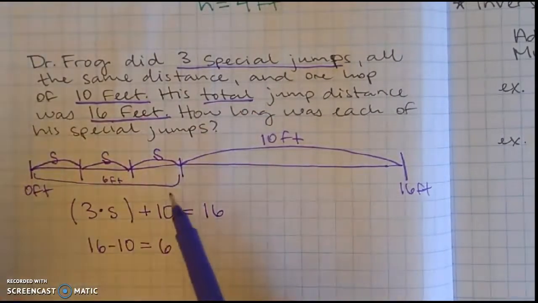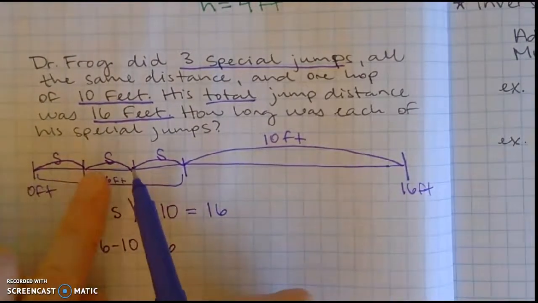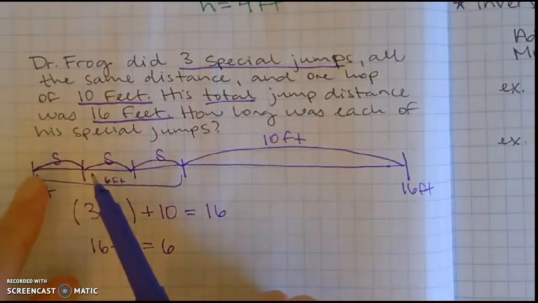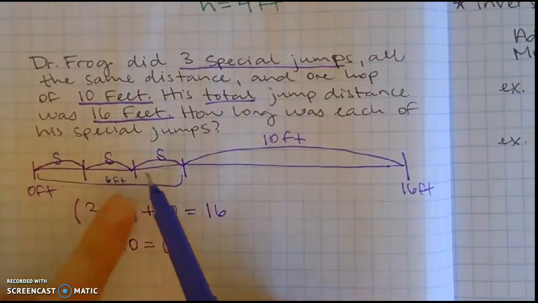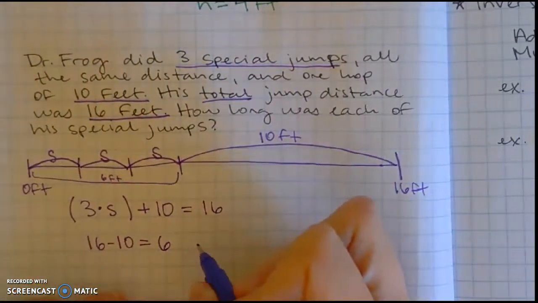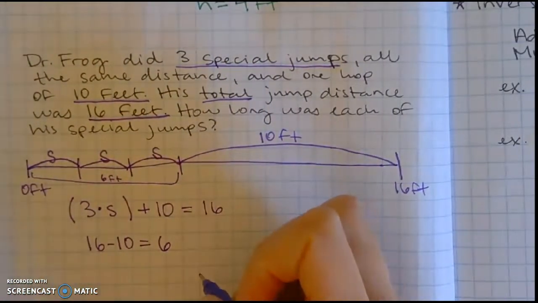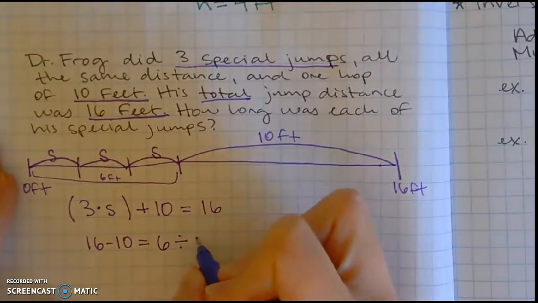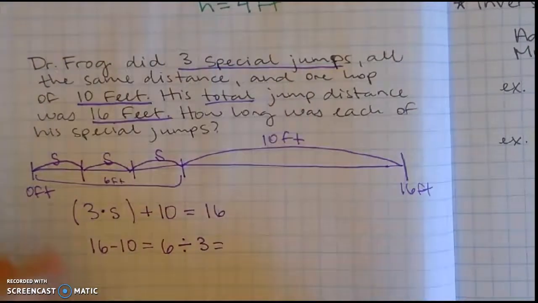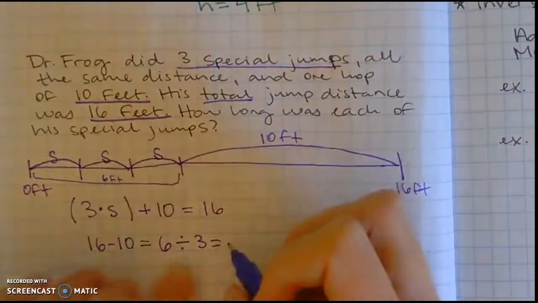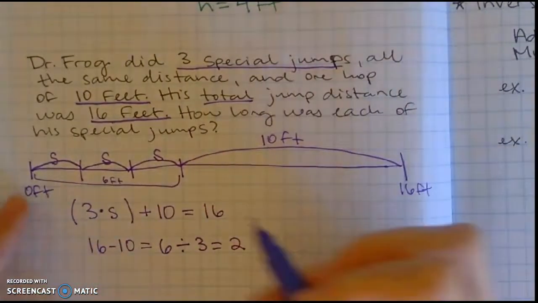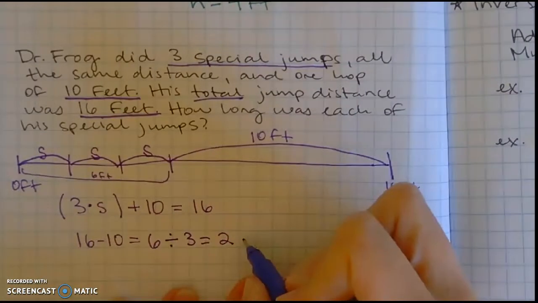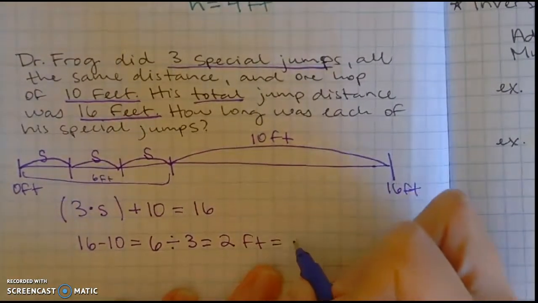So if I know that this is 6 feet long and each one of these special jumps is the same length, I know I'm going to have to divide this 6 feet into 3 equal jumps. So if I'm dividing something out by 3 equally, I'm going to use division. So now I'm going to divide 6 by 3. And I know that 6 divided by 3 is 2. So each of my special jumps is going to be 2 feet long, okay? So 2 feet equals s.